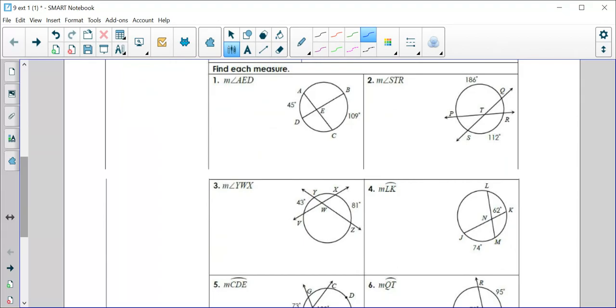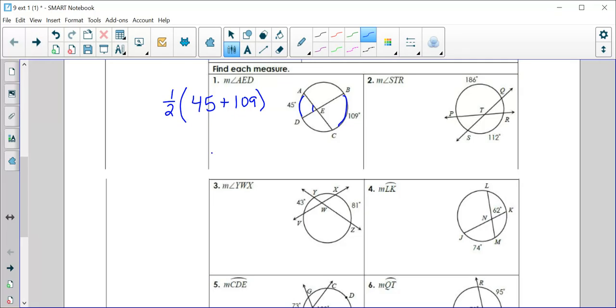So for number 1 here, what is the measure of angle AED? To find that angle, notice it's on the left side, so we're going to use the left and right arc. So we're going to take 1/2, or you can also divide by 2, either way, of 45 plus 109. So you can add 45 plus 109, then divide by 2. Or in your calculator, you can take 0.5 times it, but you need to put this in parentheses, or do 45 plus 109 and equals, and then divide by 2.